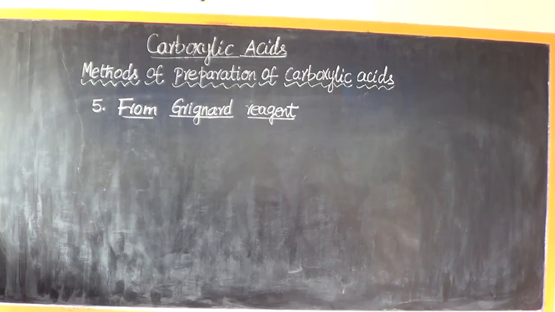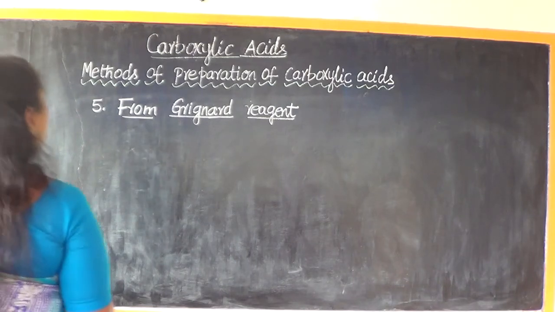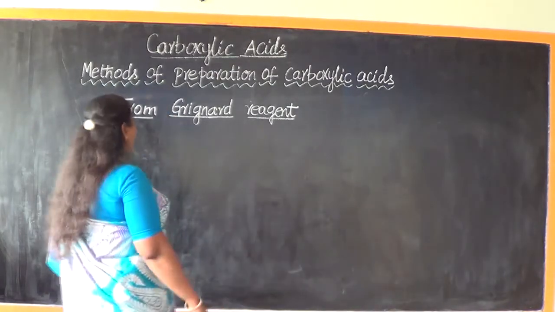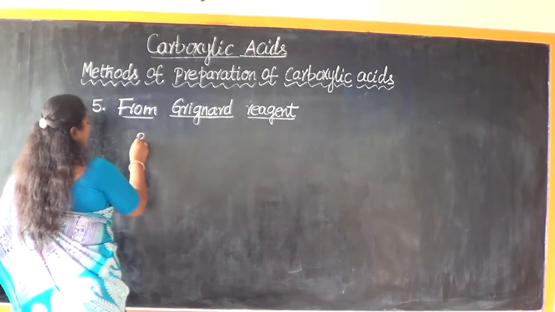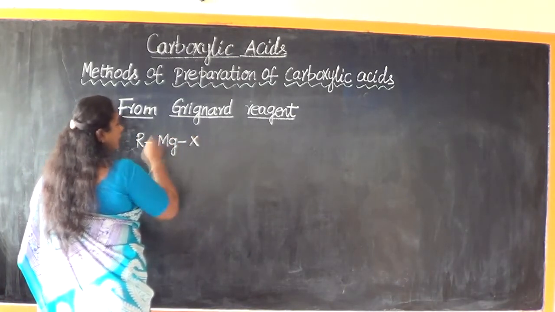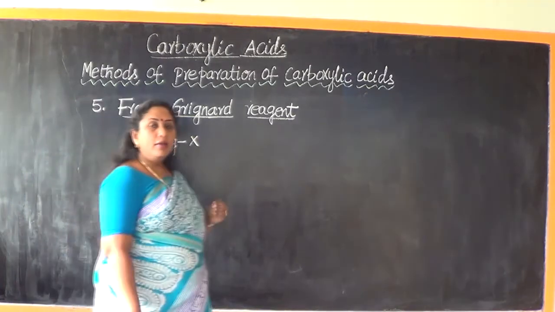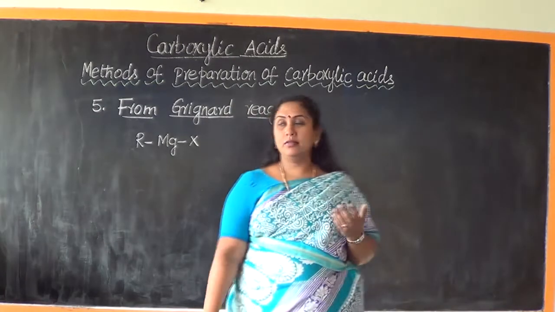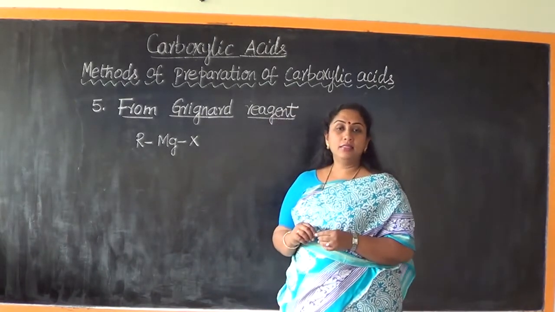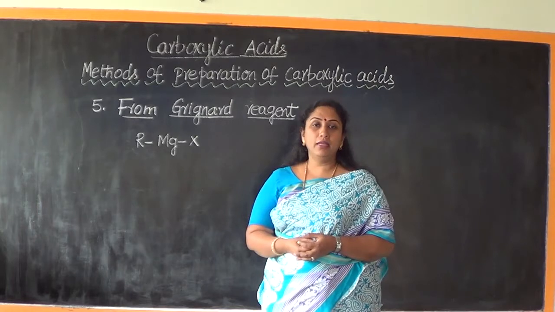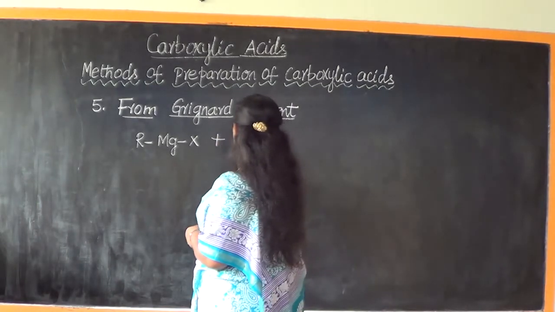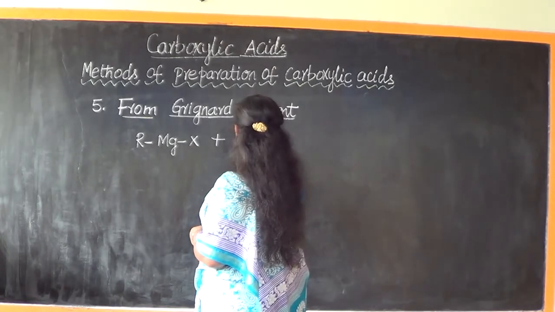In this video lesson, let us understand the method of obtaining carboxylic acid from Grignard reagent. RMgX, that means alkyl magnesium halide, is the general formula of Grignard reagent. Grignard reagent is treated with dry ice.